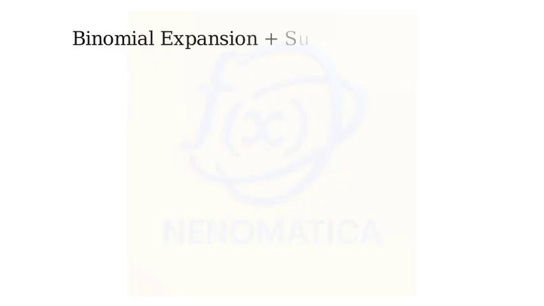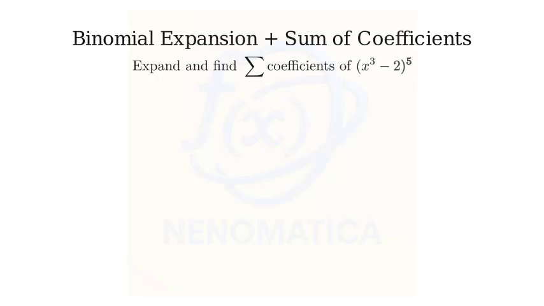In this lesson, we'll expand the expression (x cubed minus 2) to the fifth power, and then find the sum of its coefficients. We'll also use a powerful shortcut to get the sum of coefficients very quickly.